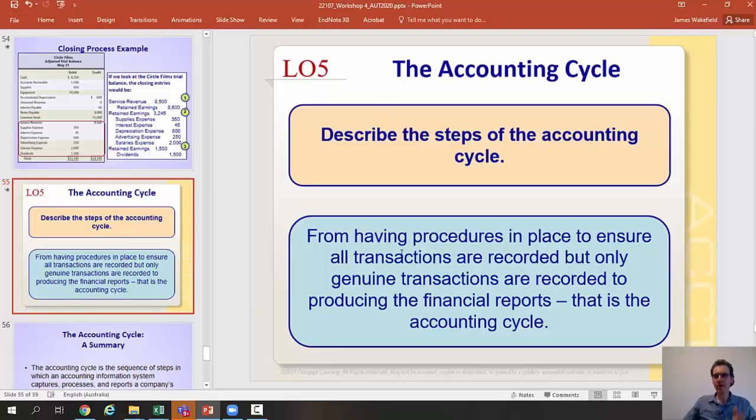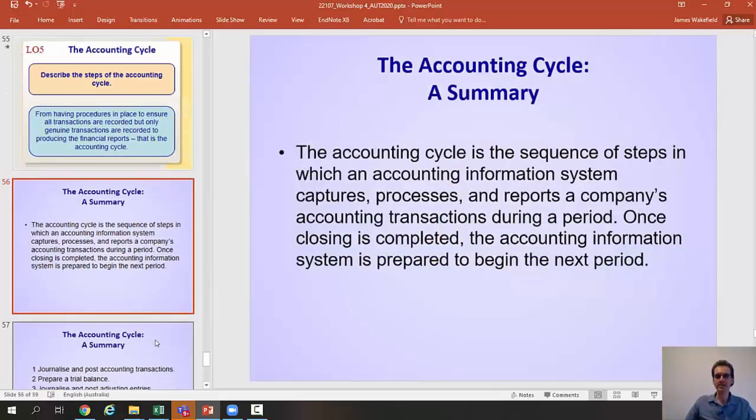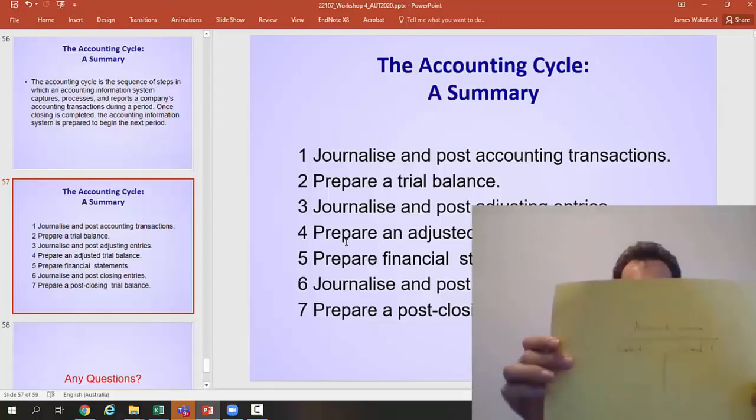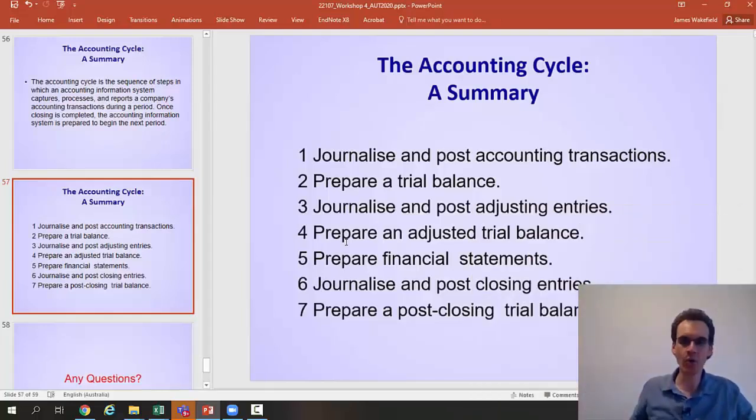Now, to summarize the accounting cycle. What is the accounting cycle? Well, it's everything that we have done over the last 2 weeks of workshop. So last week's workshop and this week's workshop, right? A summary of it is essentially summarized in this slide here. The first thing we do throughout the period is we journalize the transactions and we post these transactions to the different T accounts that you draw up for every single account.